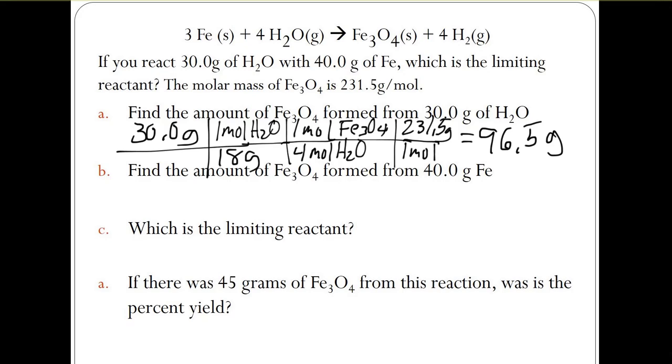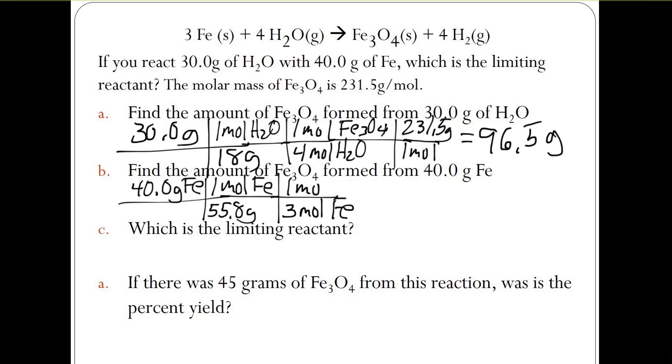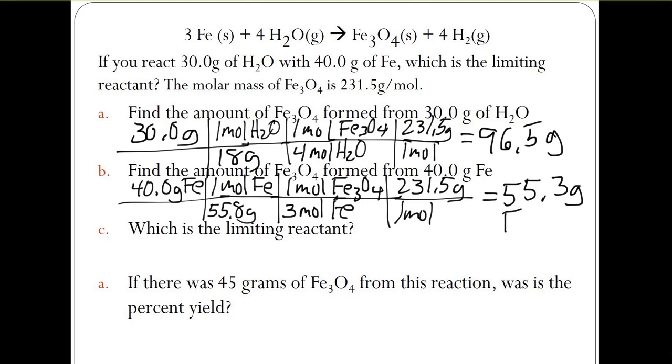So I'm starting with 40 grams of iron. Divide it by the molar mass. Again, I get this from the periodic table. On the periodic table are all the amounts that are equal to 1 mole. Then looking at my balanced equation, I find that for every 3 moles of iron, I get 1 mole of that product. So I'm using the same product I did for the other reactant. So the ending part is going to be the same, multiplying by the molar mass. And I get 55.3 grams of my product.